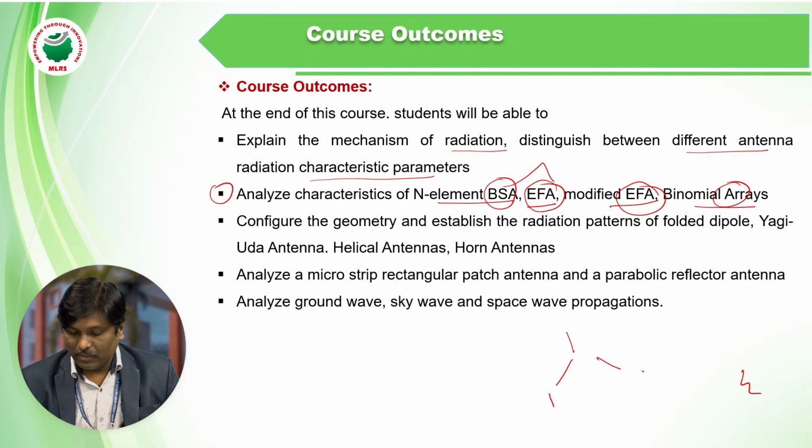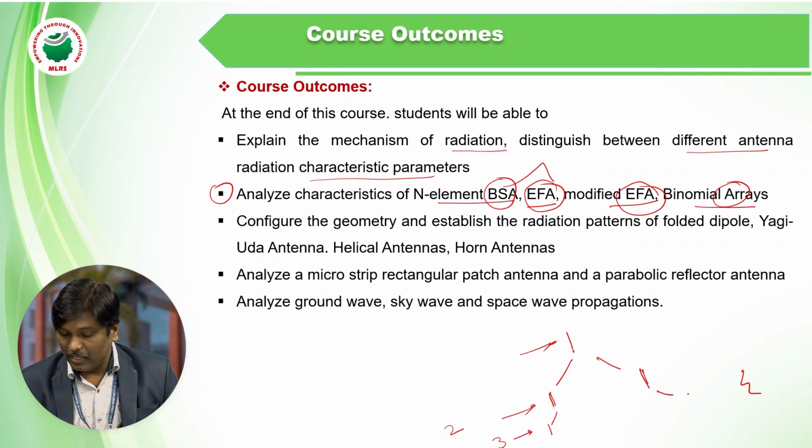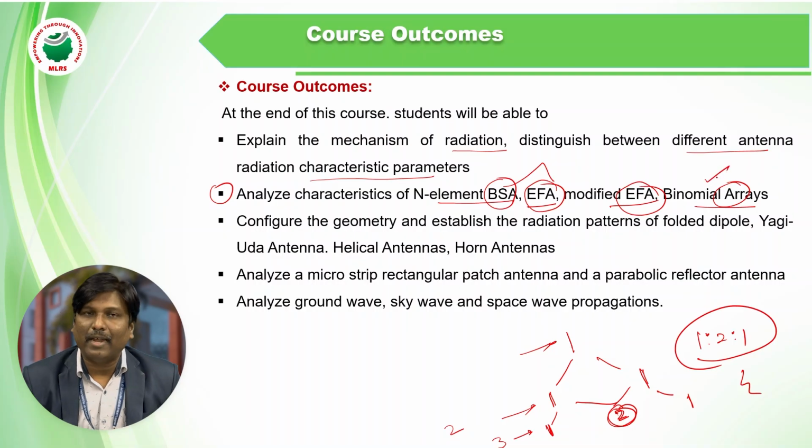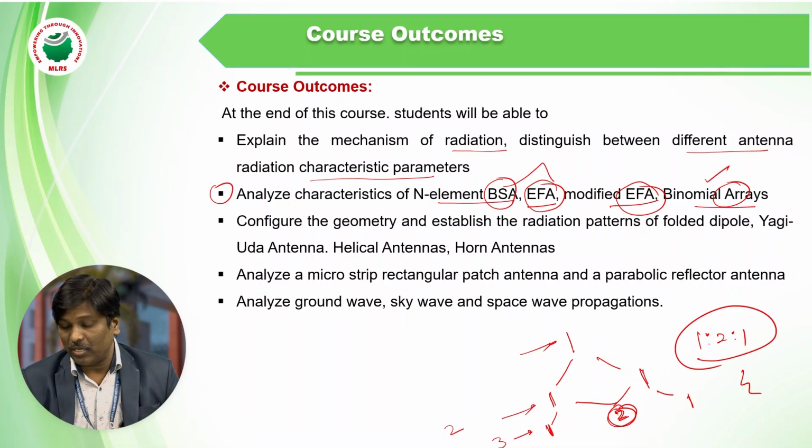Suppose you use only one element, that amplitude is 1. Suppose you use two elements, those input ratios are 1 and 1. Suppose you use three elements, this one comes here and this one comes here, and 1 plus 1, 2 comes here. So the amplitude ratios for three elements is 1 is to 2 is to 1. So this is the non-linear antenna array. Binomial array is a non-linear array concept.